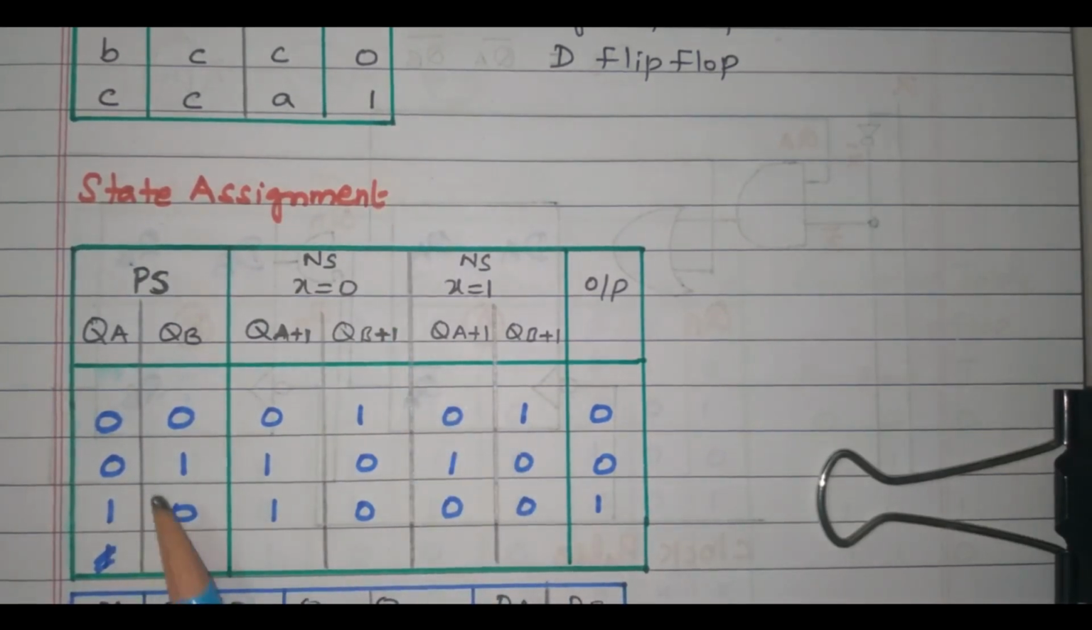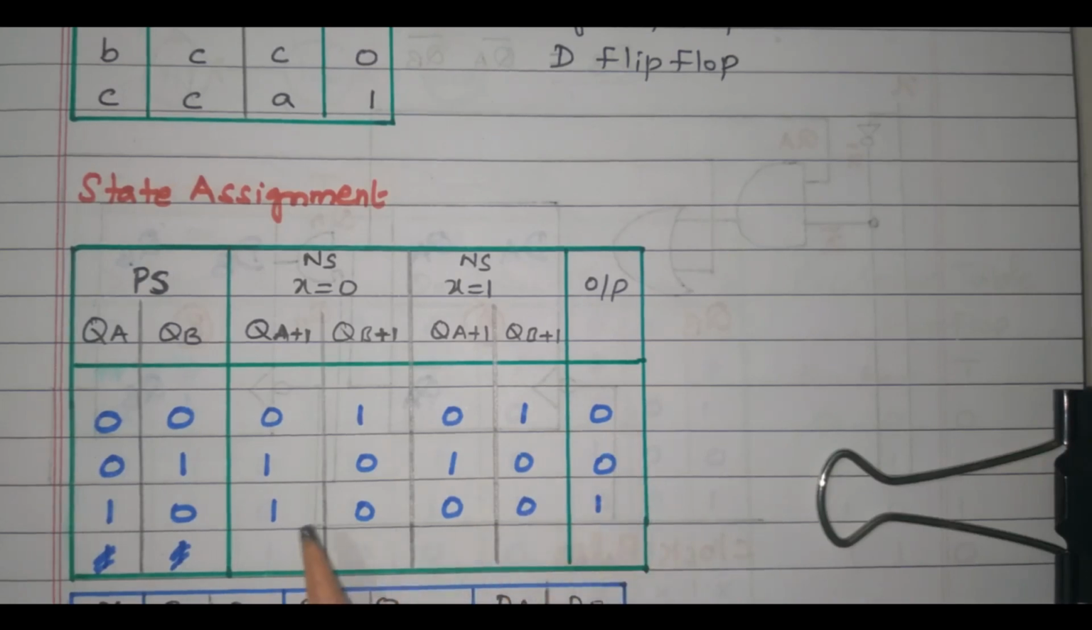Now, we have got the present state and next state of the D flip flop. I think you are able to understand. A goes to B for x equal to 0 and x equal to 1. B goes to C for x equal to 0 as well as x equal to 1. C goes to C itself for x equal to 0. C goes to A for x equal to 1. The corresponding outputs are 0, 0, 1.